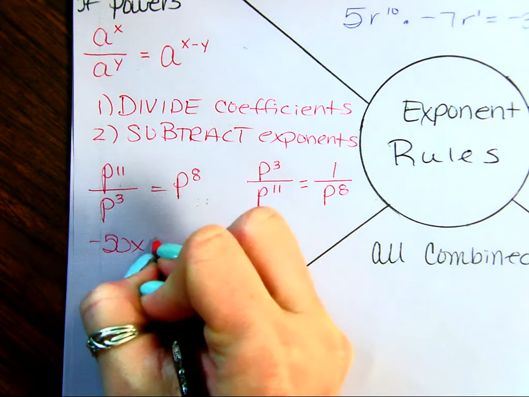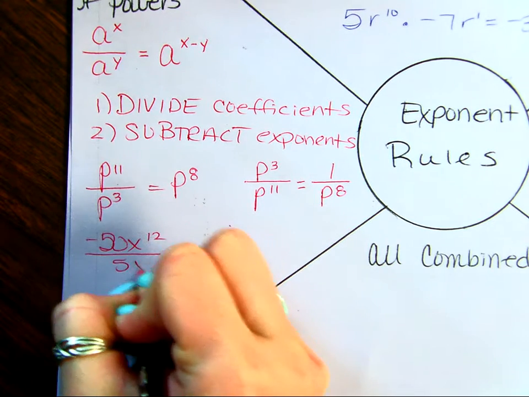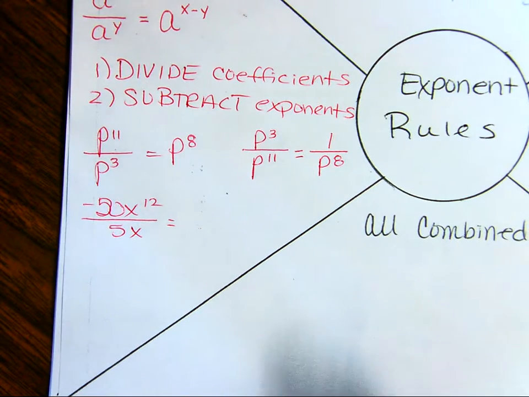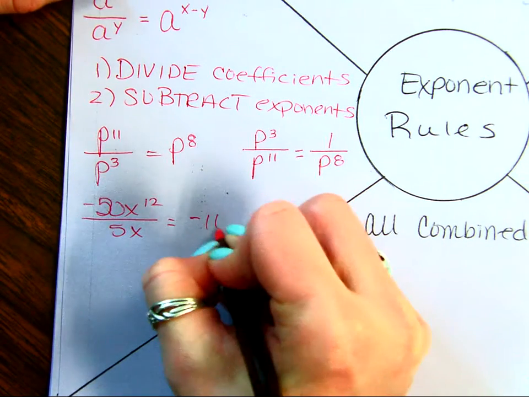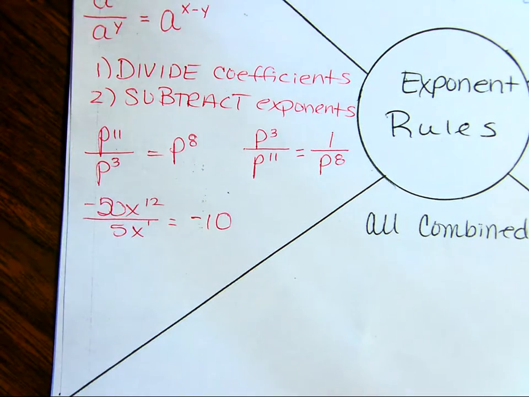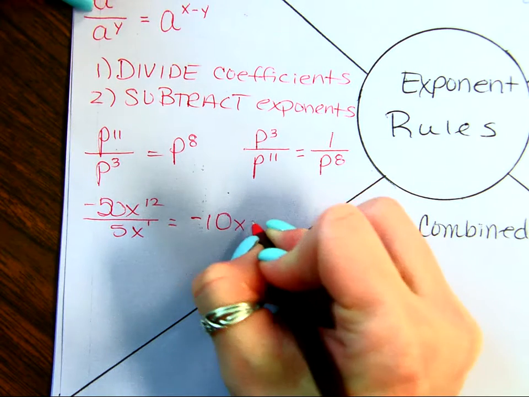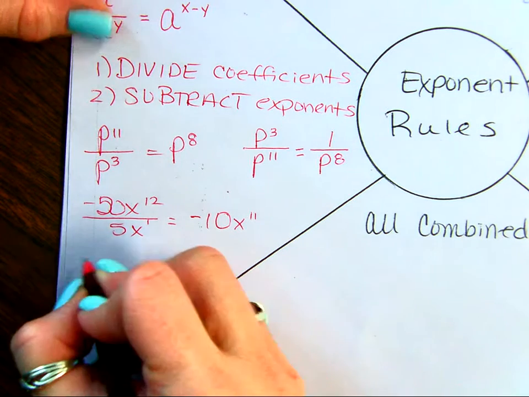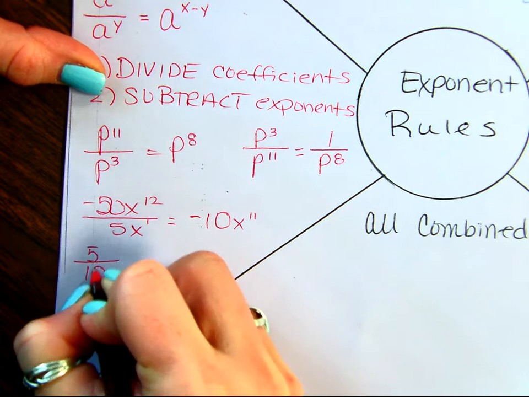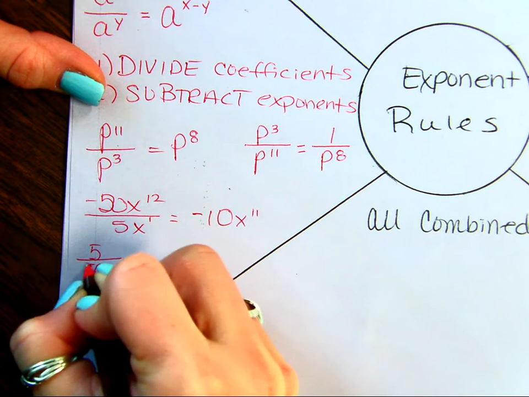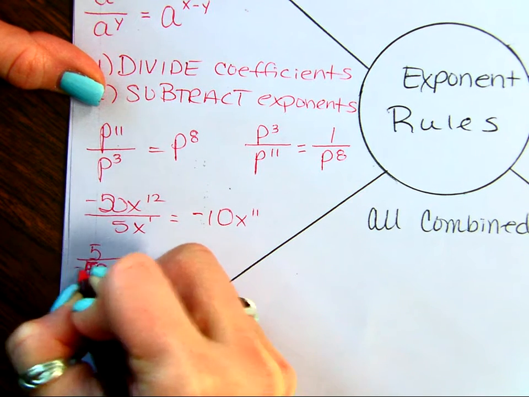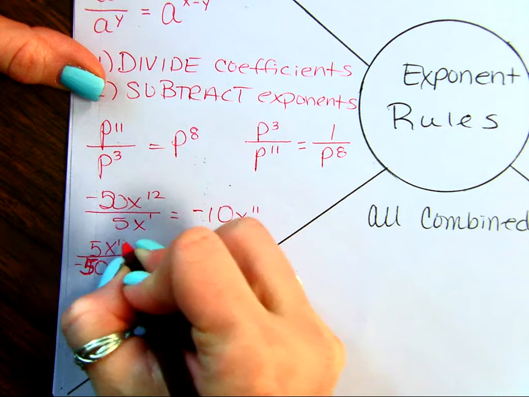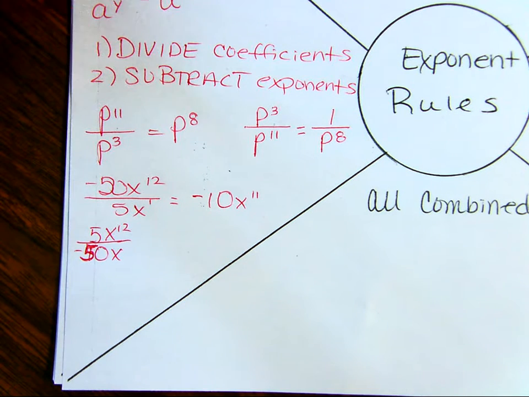So this is what it looks like when a coefficient comes into play. Negative 50x to the 12th divided by 5x. We divide our coefficients, which is negative 10, and subtract our exponents, and 12 minus 1 is 11. If this was flipped, though, and just the 5 and the 50, I guess I could have kept it there. If the 5 and the 50 were flipped, but the x to the 12th and the x stayed put, how would that change what I did with my coefficients?